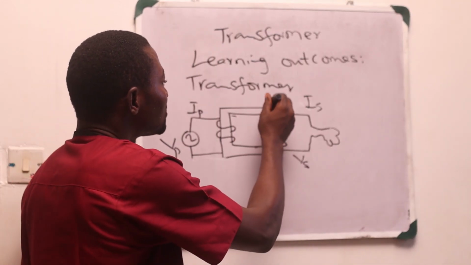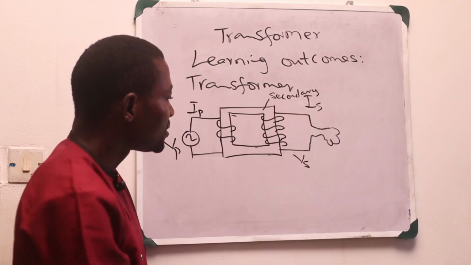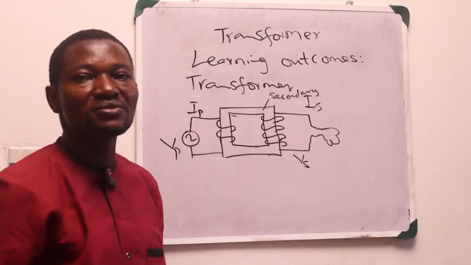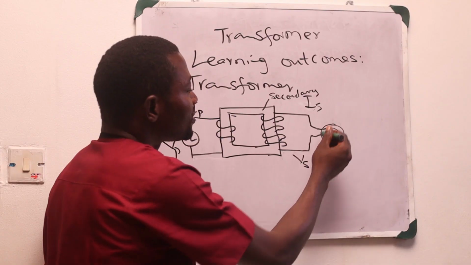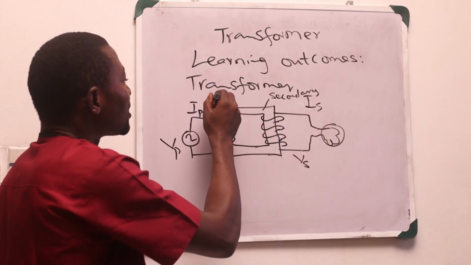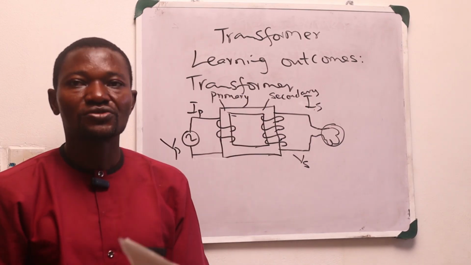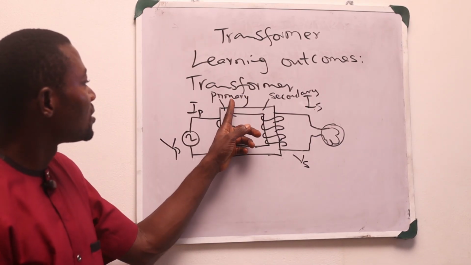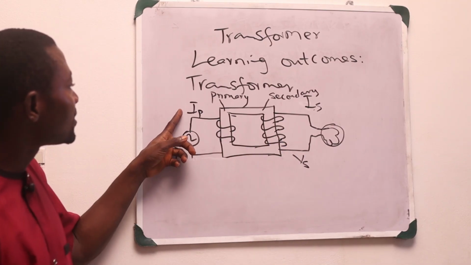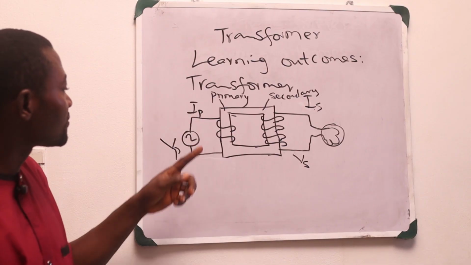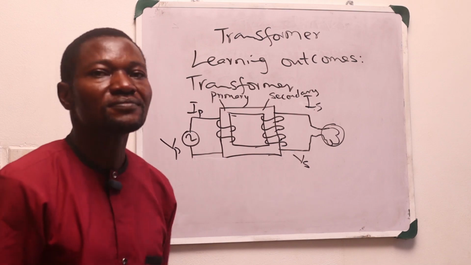A transformer has two parts. We have the secondary part, and the current in the secondary is represented with IS, the voltage in the secondary VS. Then it has a primary part too. So a transformer has two parts, the primary coil and the secondary coil. The current that enters the primary coil is IP. The voltage that enters is VP.